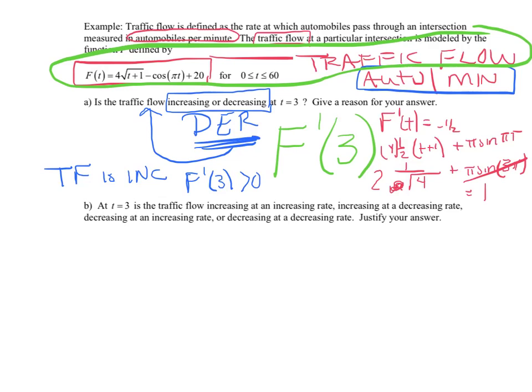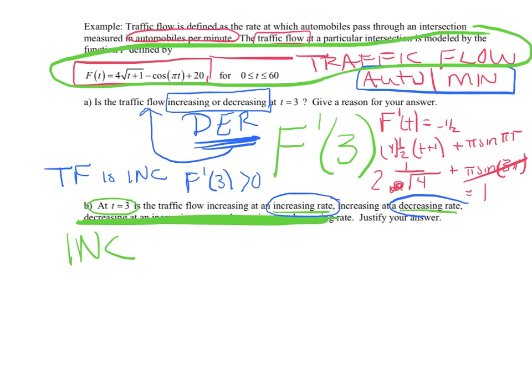Part B. At t equals 3, so at that same time, is the traffic flow increasing at an increasing rate or increasing at a decreasing rate? Decreasing at an increasing rate or decreasing at a decreasing rate? Well, we already know from part A that the traffic flow is increasing. So these two I can already knock out. Now I have to determine if it's increasing at an increasing rate or a decreasing rate. So this is telling me to take the second derivative.